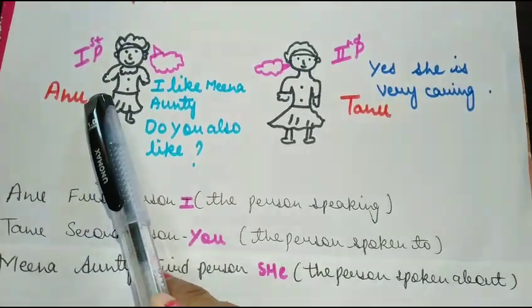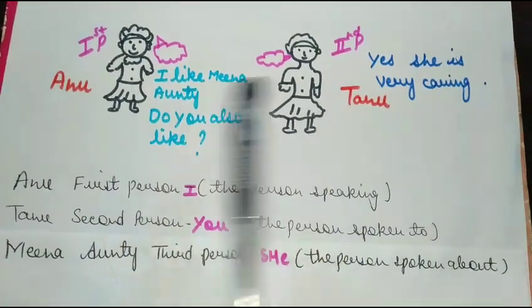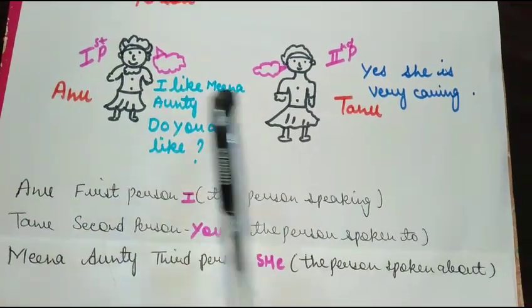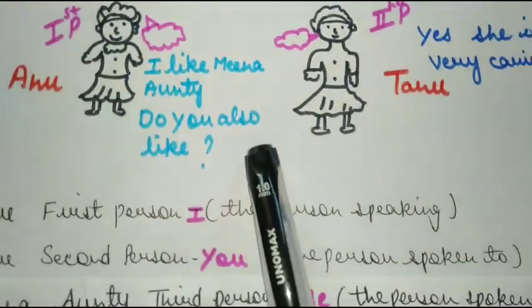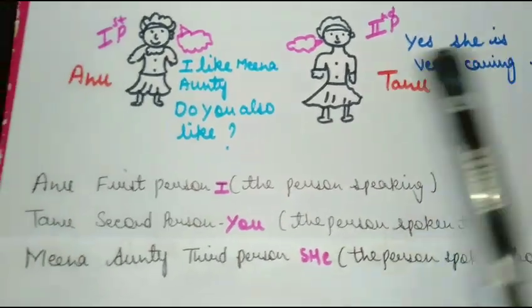Here, first person is Anu and second person is Tanu. They both are having a conversation with each other. Anu is speaking to Tanu. I like Meena auntie. Do you also like her? Now Tanu is giving a reply. Yes, she is very caring.